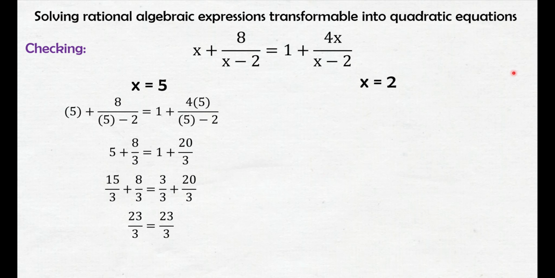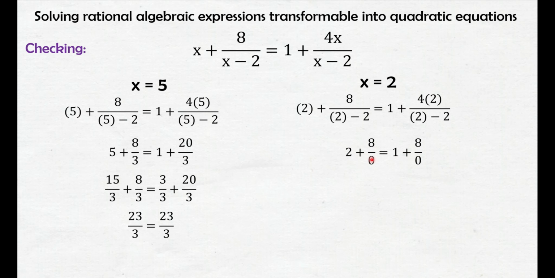So try naman natin si x equals 2. So palitan lahat natin ng 2 yung x. Okay, yan. Pinalitan na natin lahat ng x ng 2. So simplify natin, that is 2 plus 8 over 0 equals 1 plus 8 over 0. 2 minus 2, that is 0. 2 minus 2, that is 0. Kaso may problema tayo. Kasi bawal magkaroon ng denominator na 0. Kasi kapag nagka-denominator tayo na 0, makakakuha tayo ng undefined na answer. So dito, undefined ito. Okay?